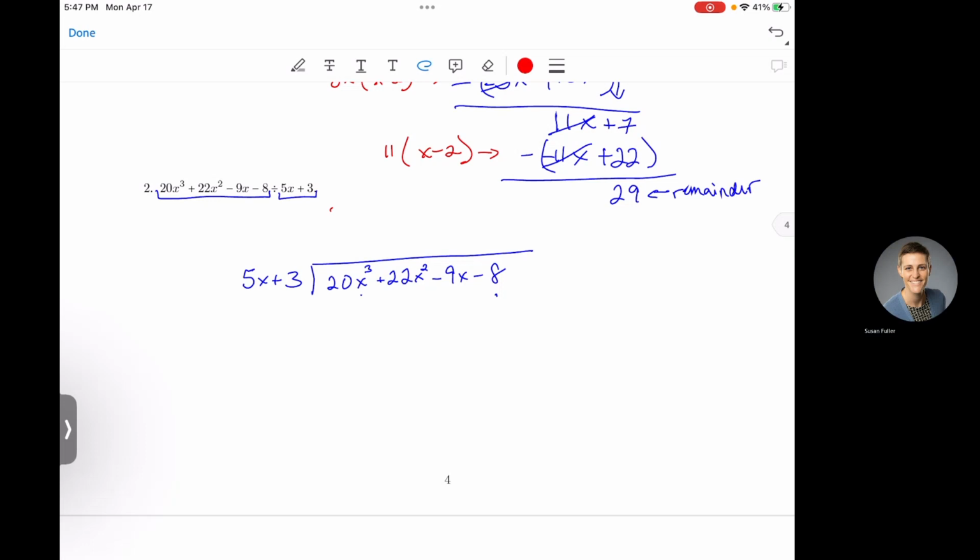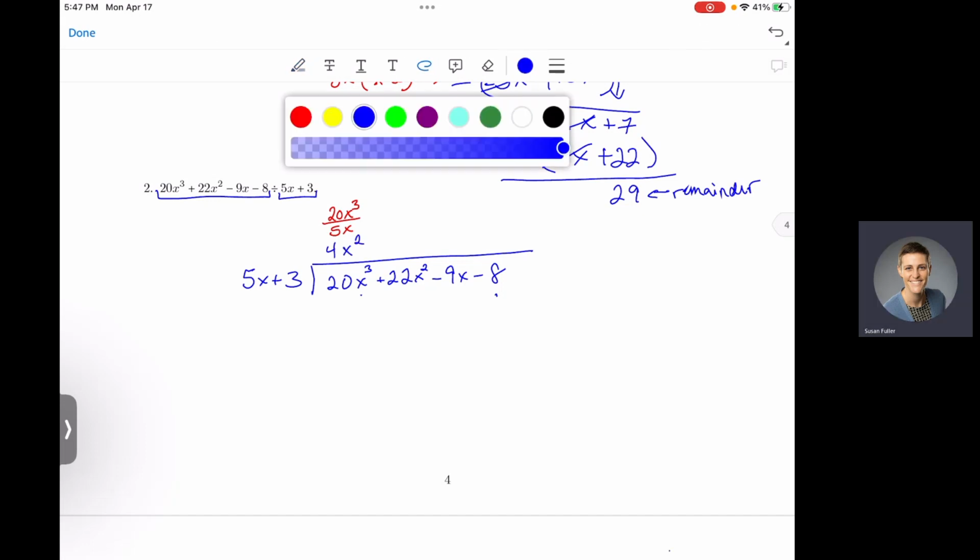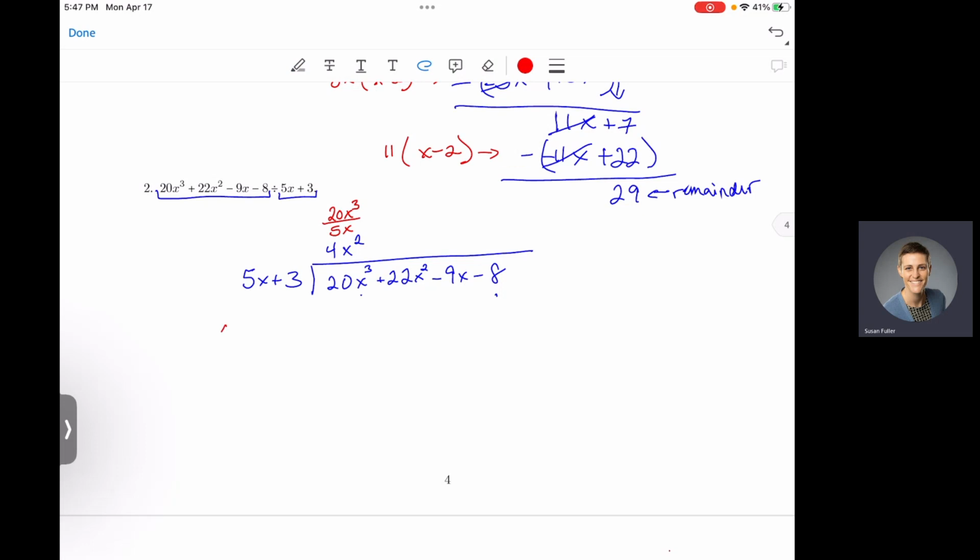So we're going to do leading term inside, which is 20x to the third, divided by leading term outside, which is 5x. 20 divided by 5 is 4. x to the third divided by x is x squared. Now that I have my term in my quotient, 4x squared, I'm going to multiply by my whole divisor. Don't forget to distribute. That's going to become 20x to the third plus 12x squared.